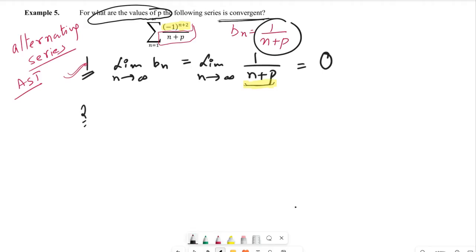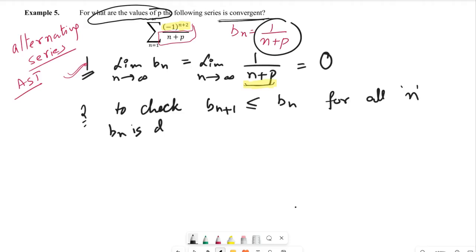The second condition is to check if Bn plus 1 is less than Bn for all n. Basically we need to prove that Bn is decreasing. So let's see what Bn plus 1 is. That is 1 by n plus 1 plus p. And Bn is 1 by n plus p.